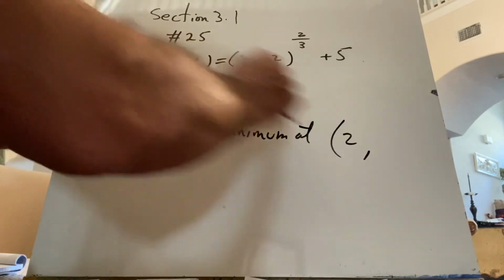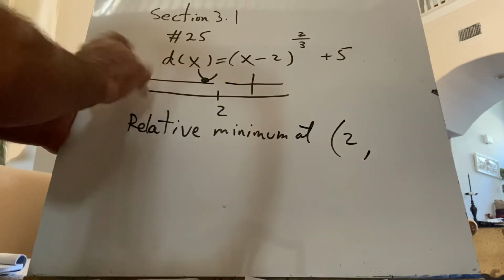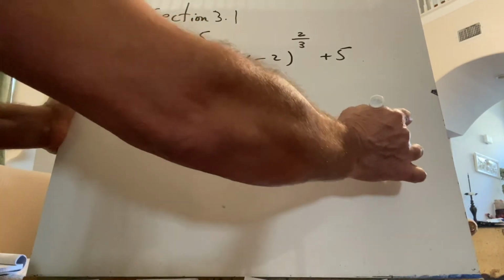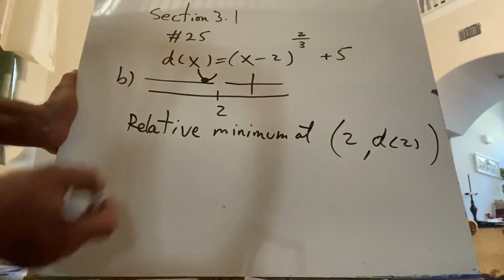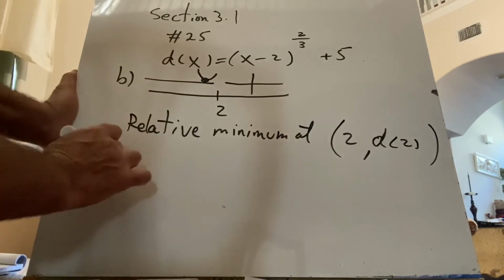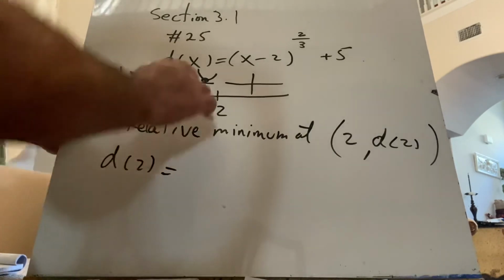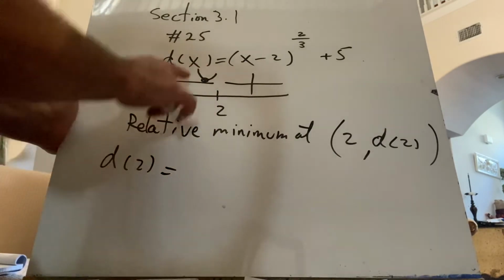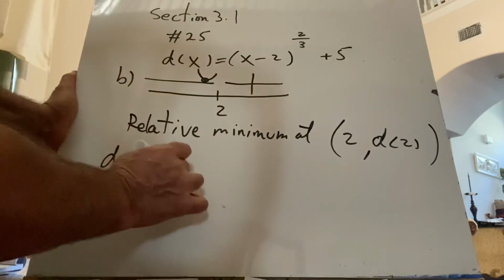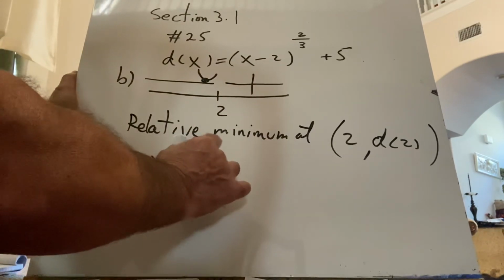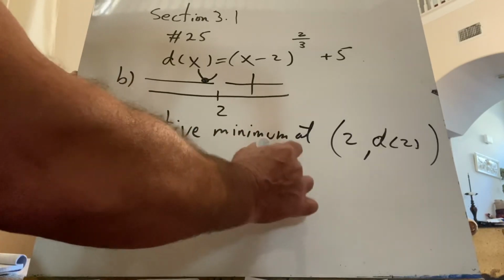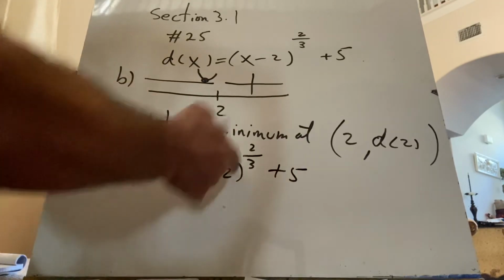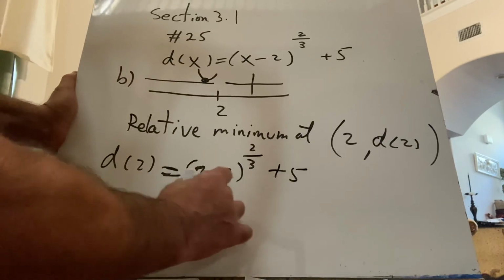Now for the y coordinate, this is the only time you go to the original function, right? So we're done with the derivative. Now I'm just going to put d of 2, which is the value of the function at 2, which is your y value. Now all we have to do is find d of 2. So I'm just going to go under here and compute d of 2. Remember, this is where you go to the original function d and replace all the x's with 2, which becomes 2 minus 2 to the 2/3 plus 5. Of course, 2 minus 2 is 0. 0 to any power is 0. And 0 plus 5 becomes 5.